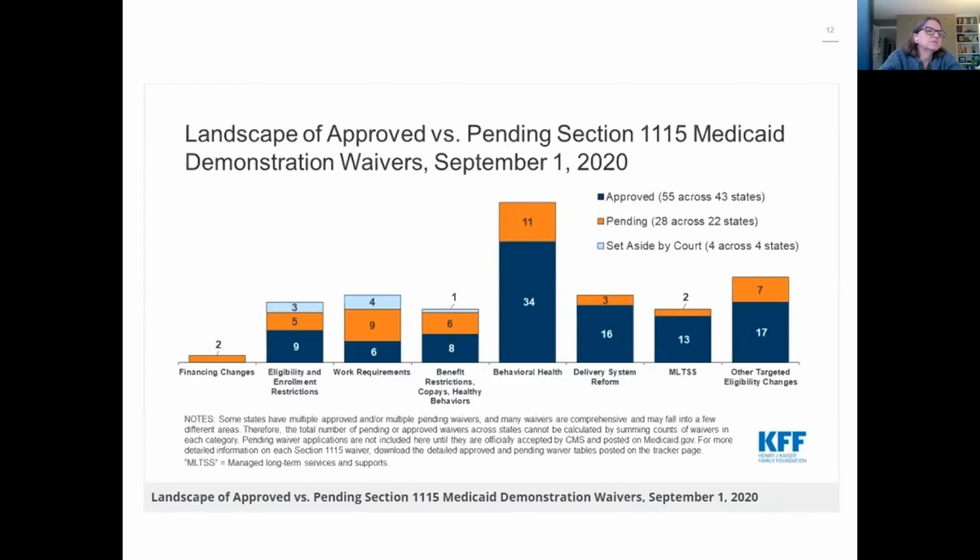This again shows, in a different way, also from Kaiser, the different waivers and where they are. We see that a lot of them are behavioral health. This is the most common. Long-term care services is another source of waivers. Work requirements has a lot pending. So again, the waivers vary by where they are, what they are focused on, and whether they're approved, pending, or set aside.